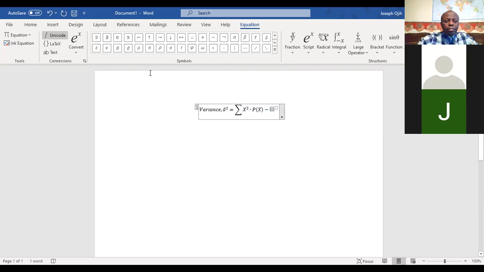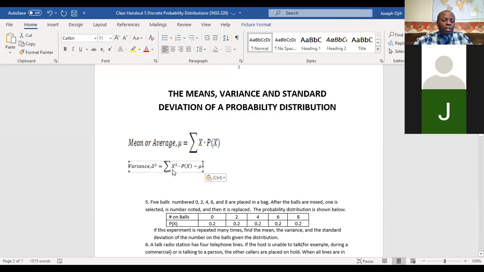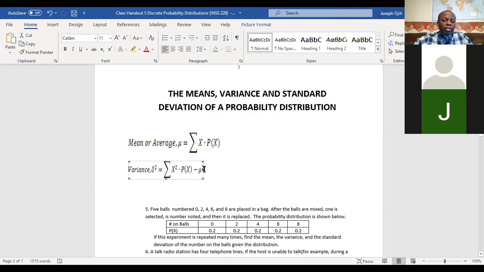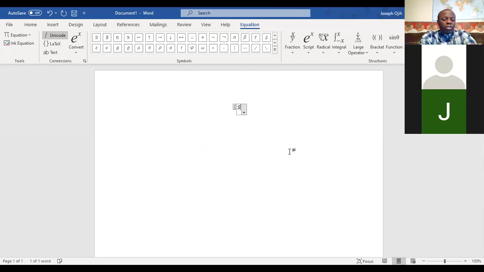What's the mean squared? Weird. So I'm gonna test it. Okay, and our main workbook. So that's the variance right there: sum of x squared times probability of x, then minus the mean squared. Now, next one is the standard deviation, which we represent with the symbol delta. It equals simply the square root of variance. The square root of the variance gives us the standard deviation.